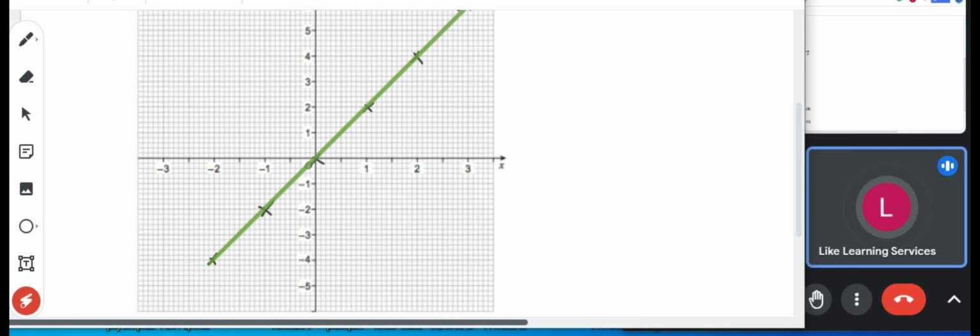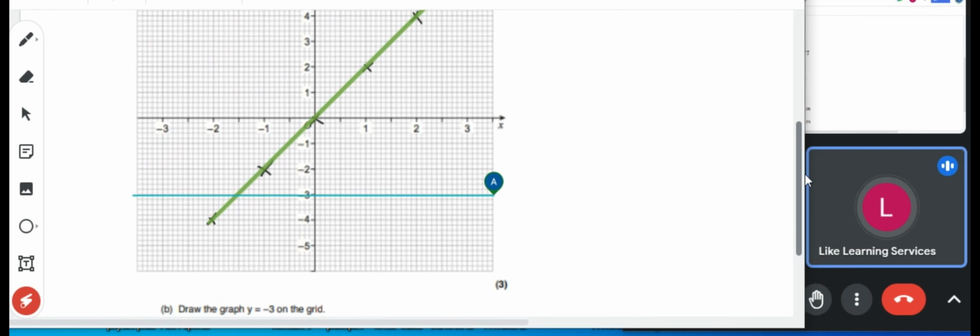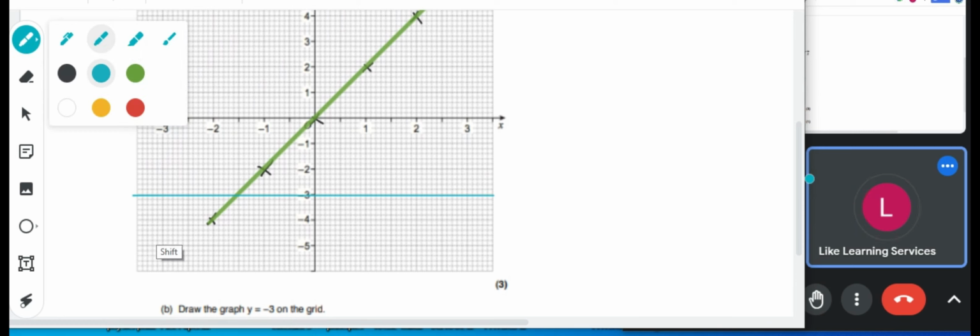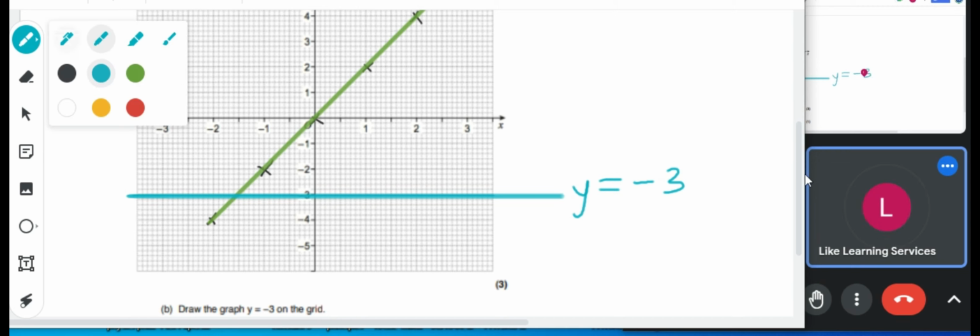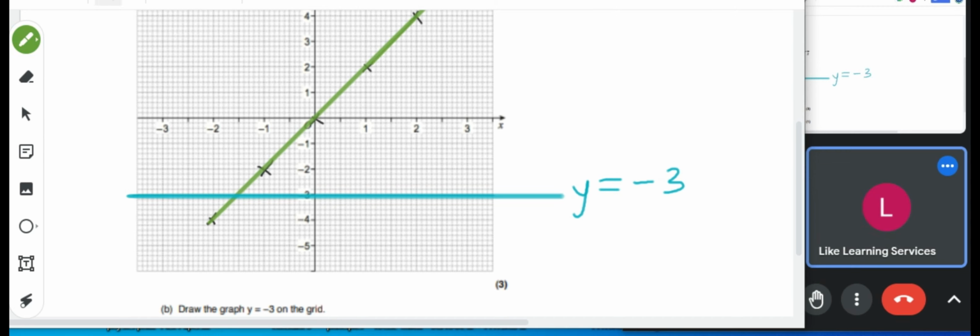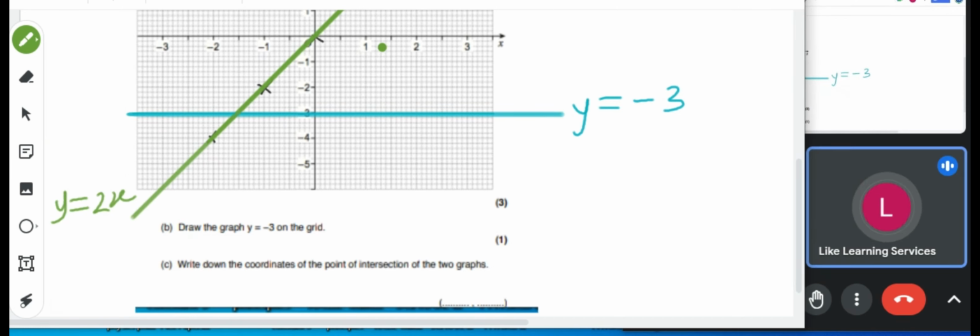This one is asking you to draw the graph of y equal to minus 3. Good. That's the graph of y equal to minus 3. This is the graph of y equal to minus 3, while this other one you drew earlier is the graph of y equal to 2x. Alright, so what's the final question?